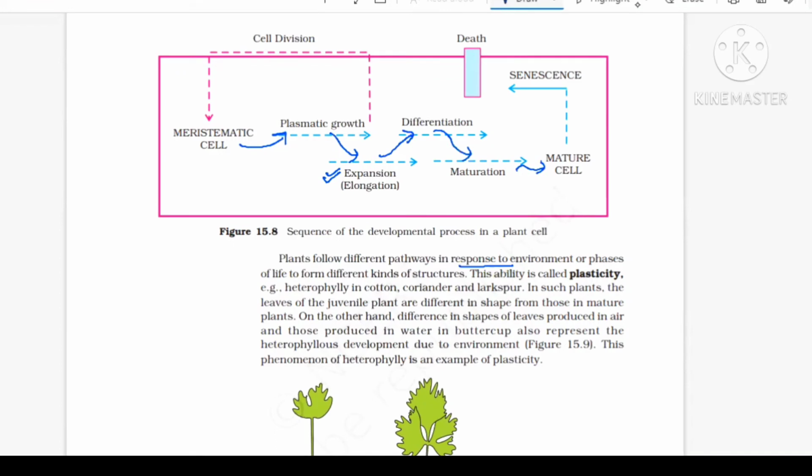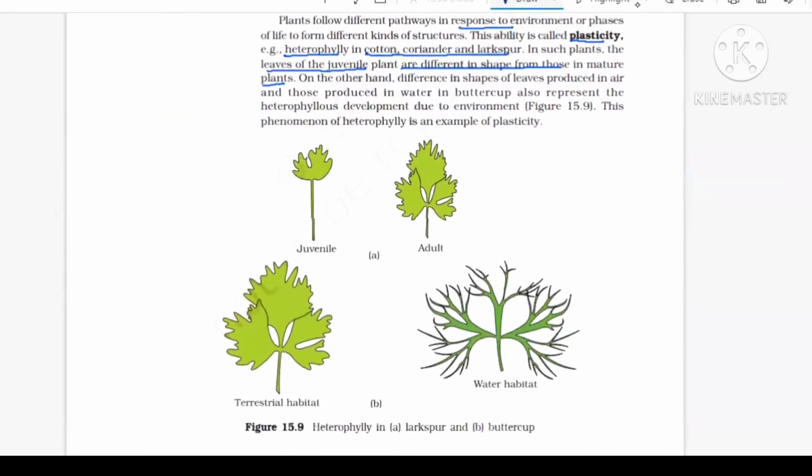Now see, plant follows different pathways in response to environment also, as well as different phases in life. Which phase it is in can change the shape of the leaf. It can change with respect to the environment or with respect to whether it is in the juvenile or adult phase. And such changes are known as plasticity. For example, we will find heterophyly. Hetero means different, phyly means leaf. We will find different types of leaves in cotton, coriander, and larkspur. In such cases, the leaf of a juvenile plant is different from the mature plant. See the diagram. Cotton, coriander, larkspur, in these cases, the juvenile leaf is different from the adult.